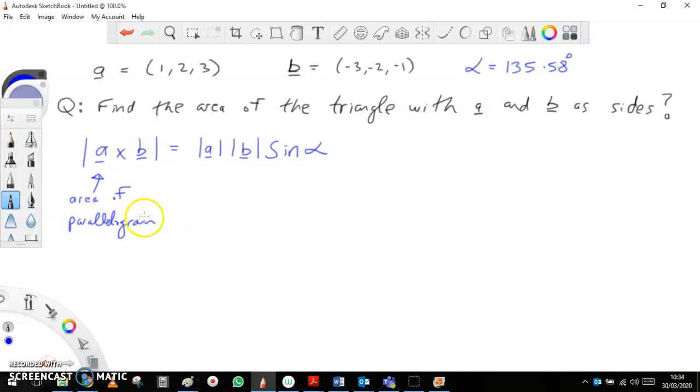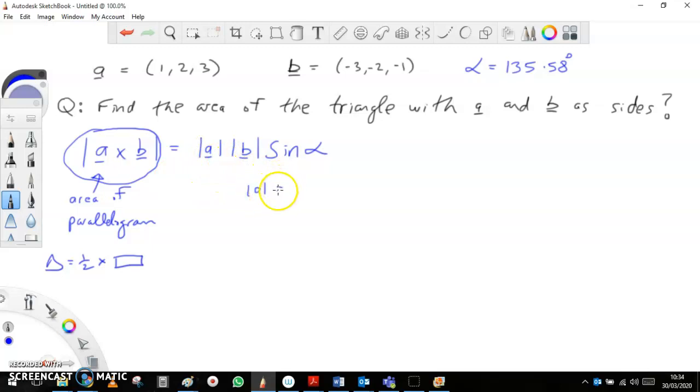And to get the area of the triangle, the area of a triangle is equal to half multiplied by the area of the parallelogram. So whatever we get for this, we can multiply by 0.5 or 1 over 2. So we didn't need these little bits here.